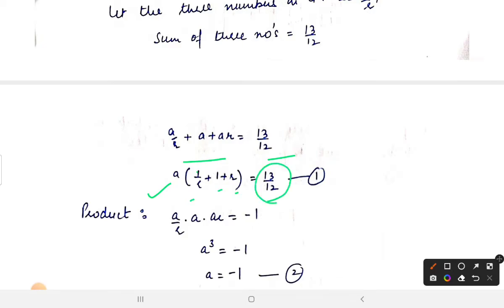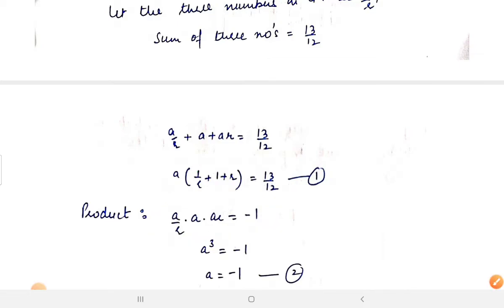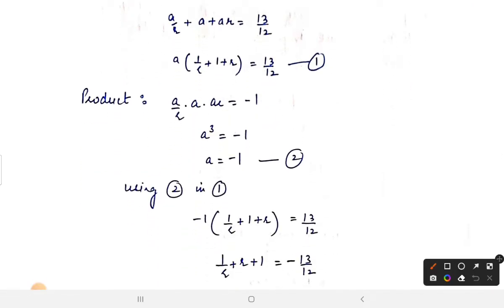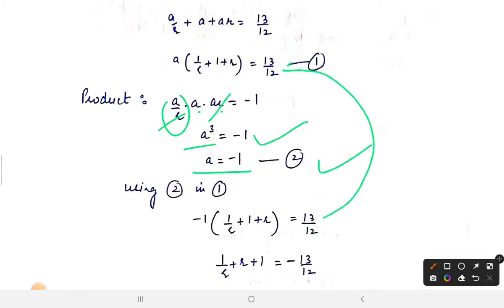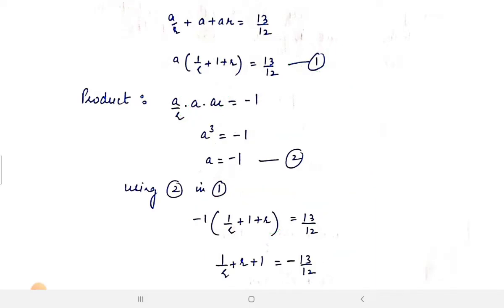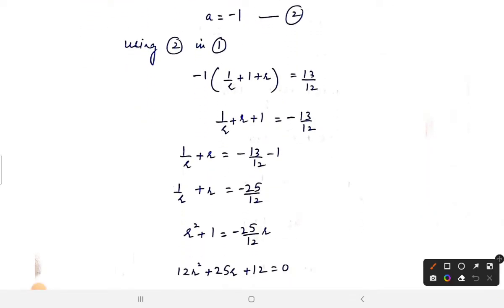Also the product is given to us as minus 1. So taking the product, a upon r into a into ar, r cancels with r. So we have a cube as minus 1, so a is minus 1. Substituting the value of a here, we have minus 1 into (1 by r plus 1 plus r) equal to 13 by 12. So dividing by minus 1, we have minus 13 upon 12. So take the 1 across, and we have minus 25 by 12, and we will get the equation as this.